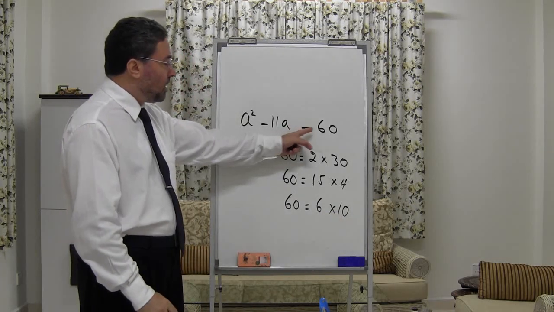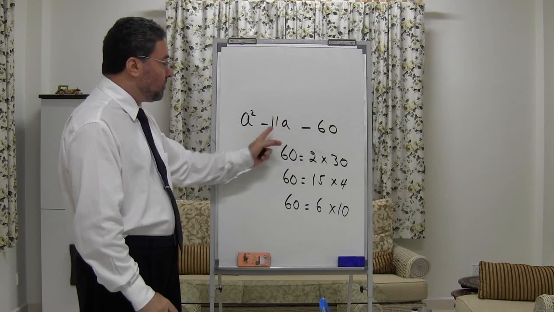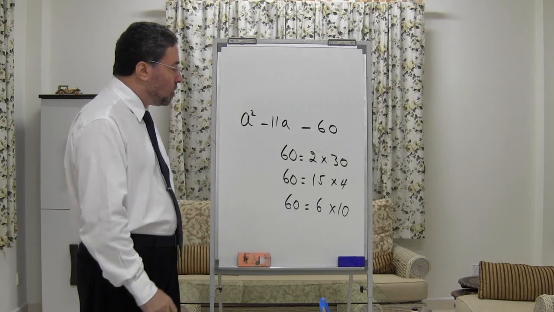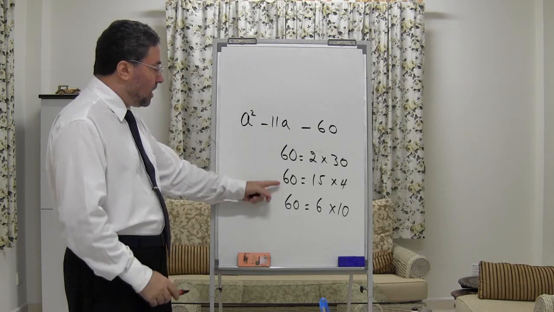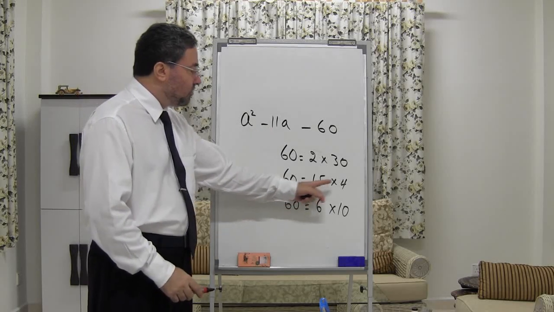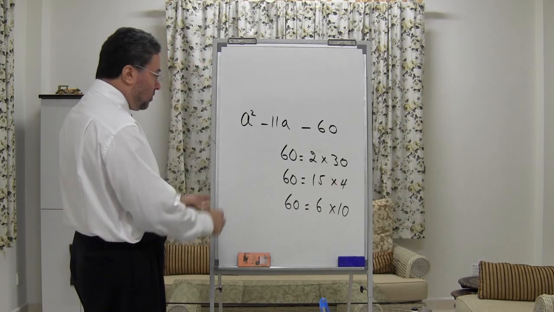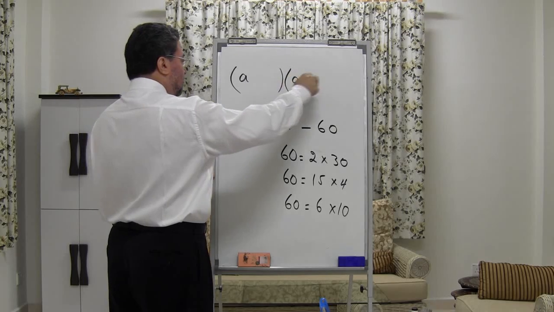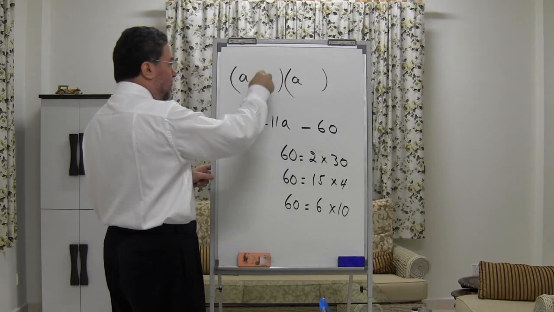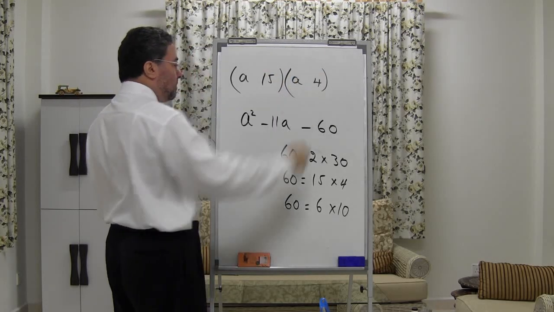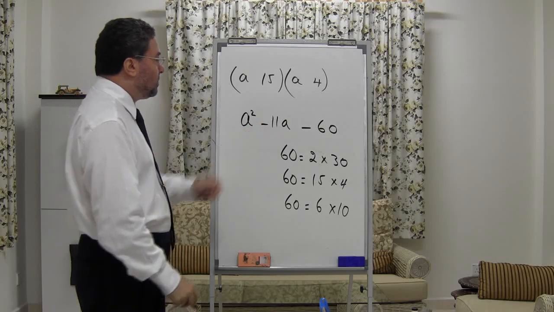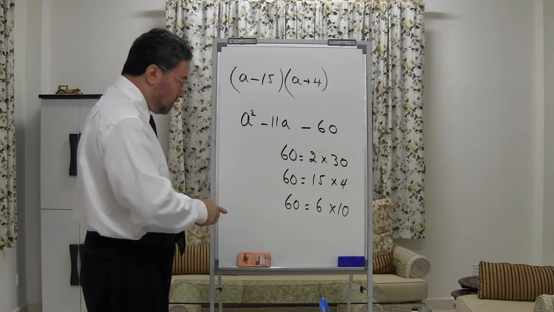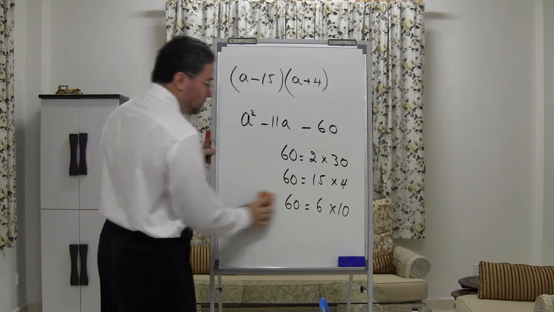Since we have a negative number here, this represents the difference of the two factors. So we are looking for two factors whose difference is 11, and we can see that would be 15 and 4. So factoring this, we put 15 and 4. And here, the bigger number, which is 15, is negative. And that will be the answer.